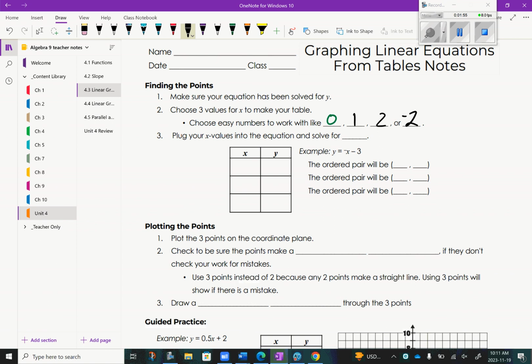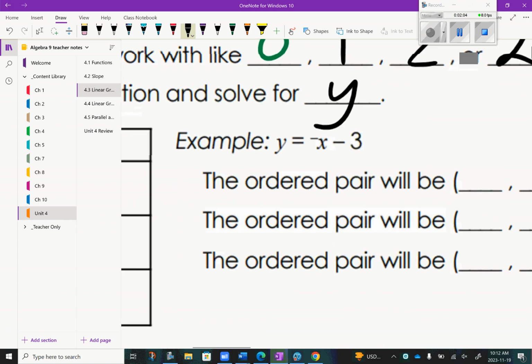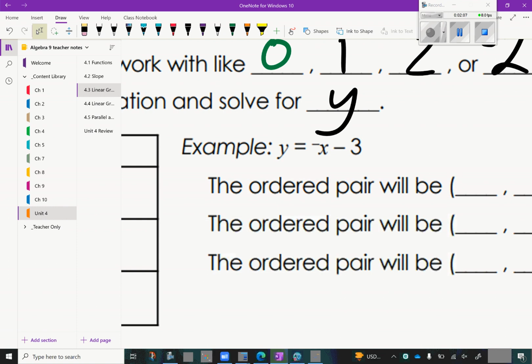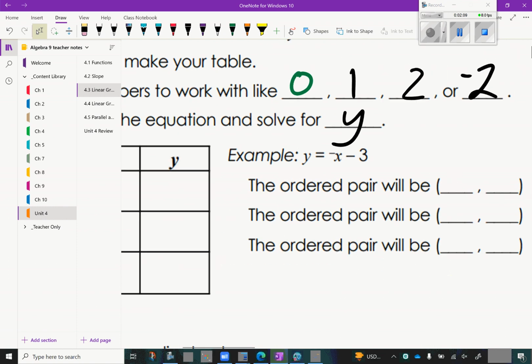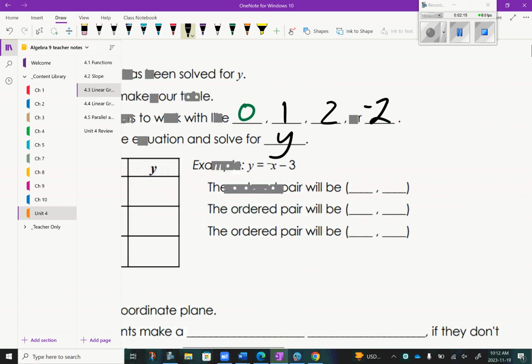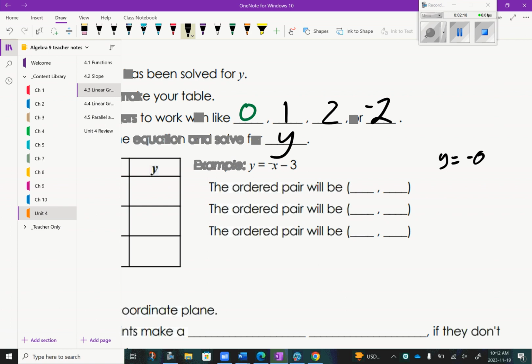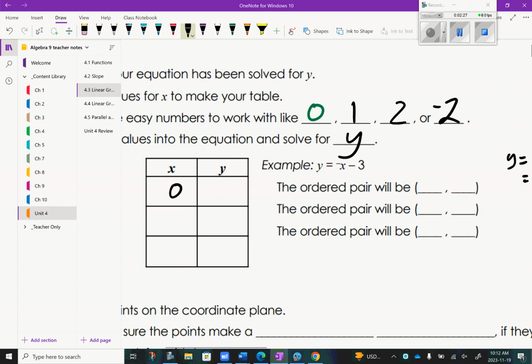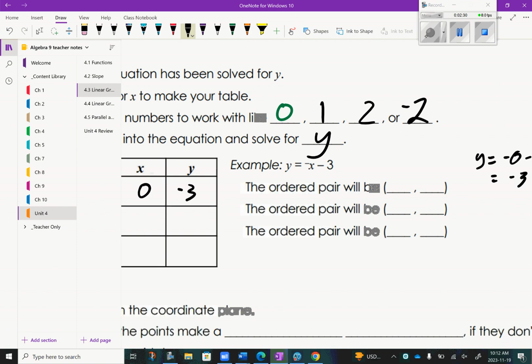And then for the next part, you're going to substitute those x values and solve for y. So in this case, now careful, y equals negative x minus 3. Say we put in 0 in place of x. So that becomes y equals negative 0 minus 3. Well, negative 0 is still 0. 0 minus 3 is negative 3. So the point 0, negative 3 is going to be on this line.